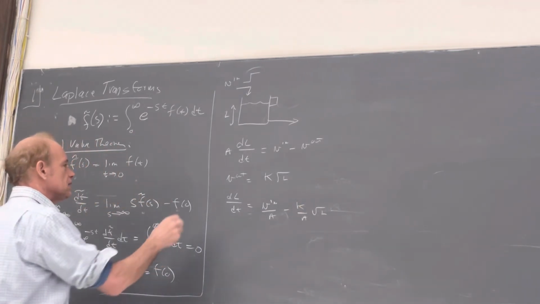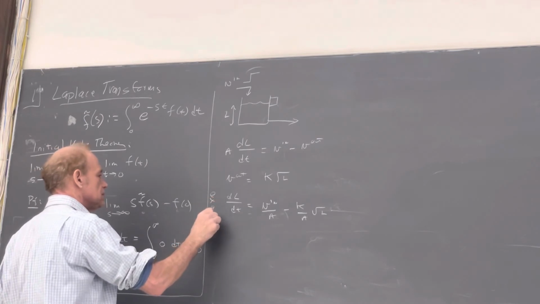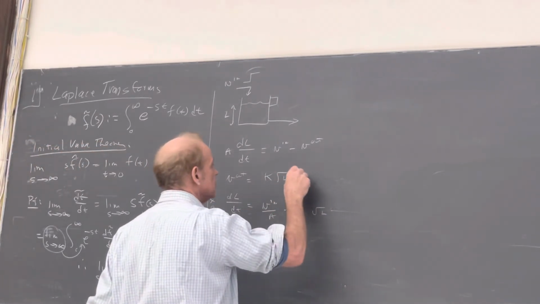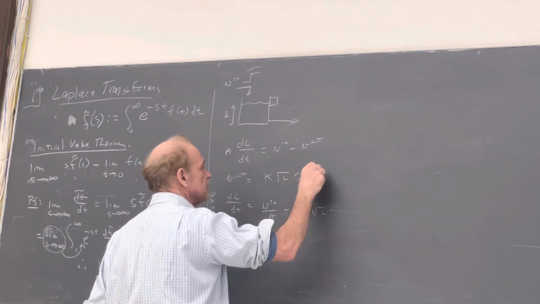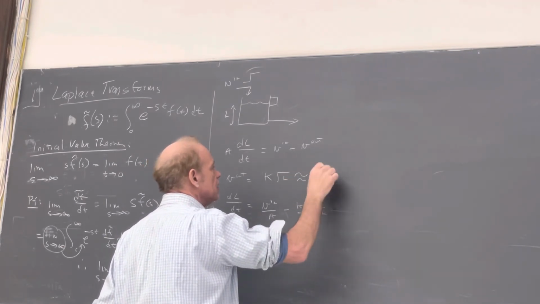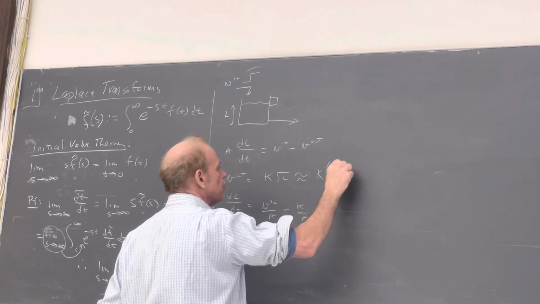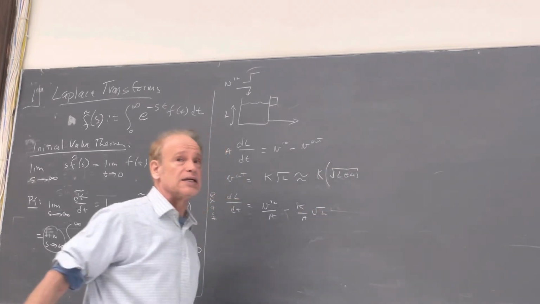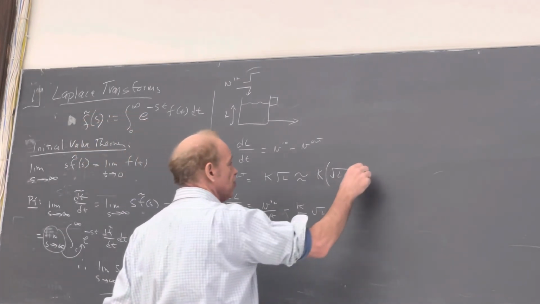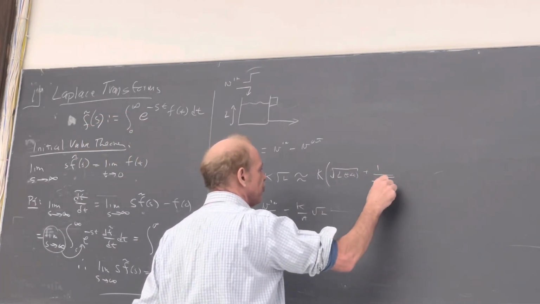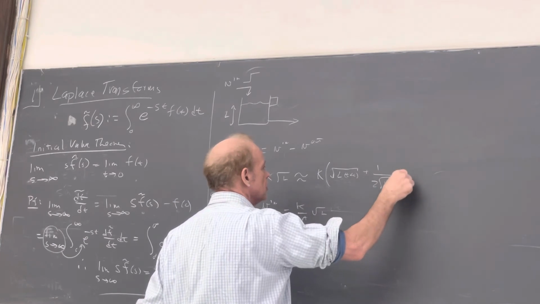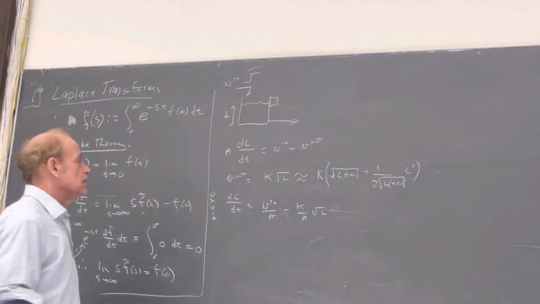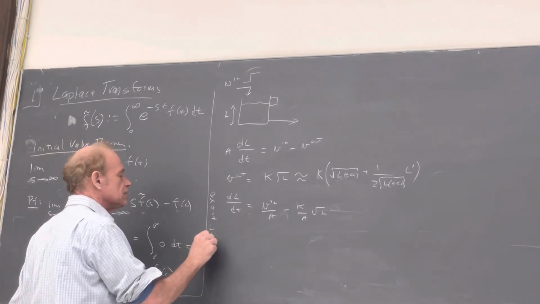So this is exact. And then I want to linearize. When I linearize, this is equal to K times the square root of L at t less than 0, since I'm linearizing about t less than 0, plus the derivative, which is 1 over 2 square root of L at t less than 0, times L prime. That's the linearization.